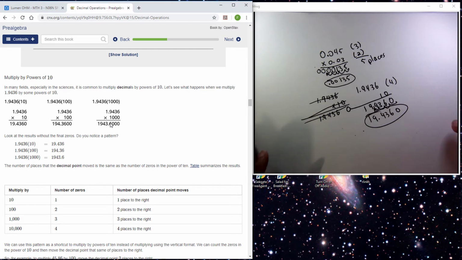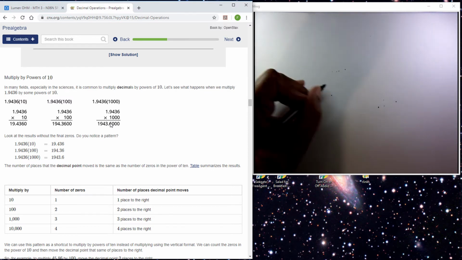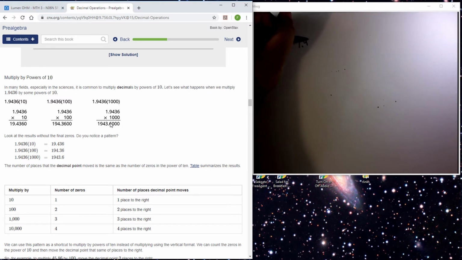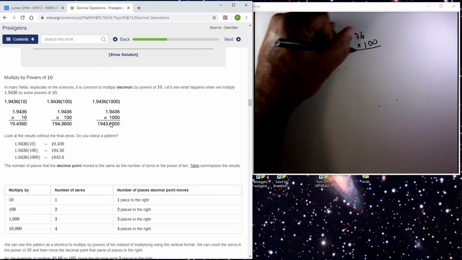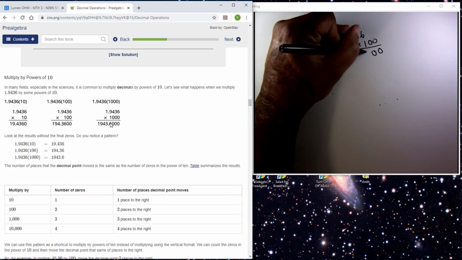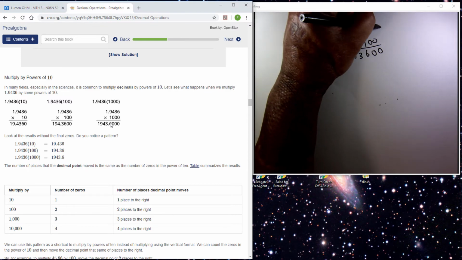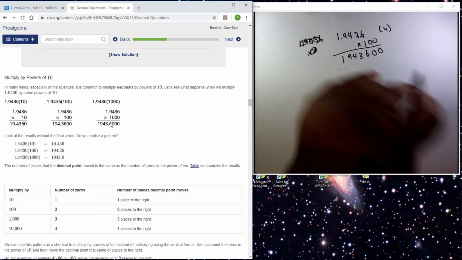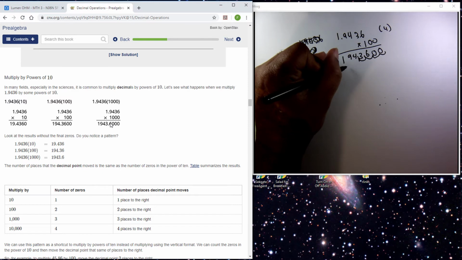And let's look at another one. So here I have 1.9436 times 100. So I put 0 there, a 0 there. Now I put my digits down, right? 6, 3, 4, 9, 1. Now I'm 4 places past the decimal. So I shift this over 4 places. 1, 2, 3, 4. So I have 194.